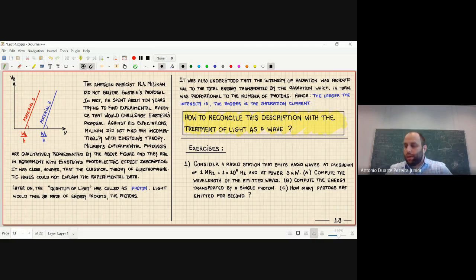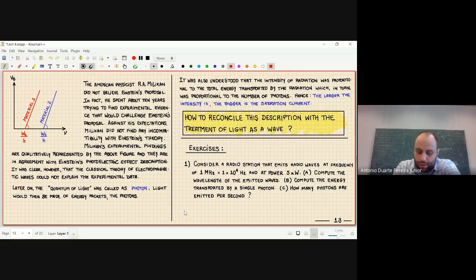Okay, so let me try to do it here in a small way. Consider a radio station that emits radio waves at a frequency of 1 megahertz, which is 1 times 10 to the 6 hertz, and at power 5 kilowatts. Item A, compute the wavelength of the emitted waves.